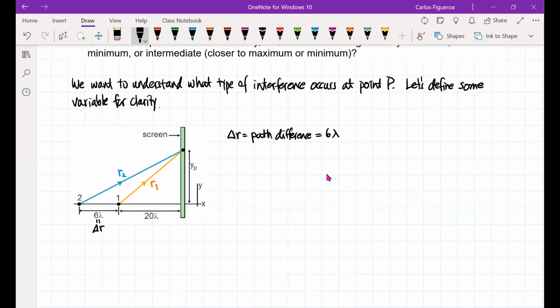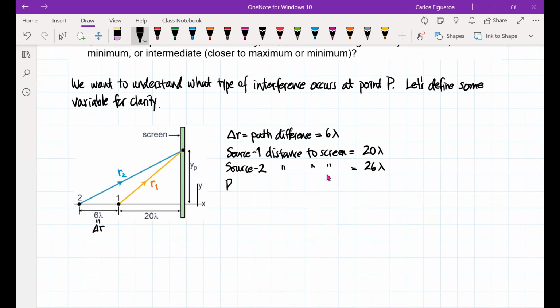So when I look at the screen, we could see here that source 1 distance to screen is, of course, you could see that that distance is what? That is 20 lambda. And if I look at source 2 distance to screen, you could see that that has to be 20 plus 6. So this is going to be 26 lambda.